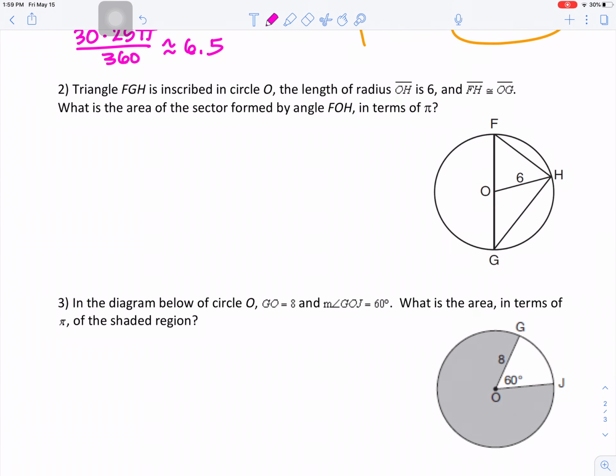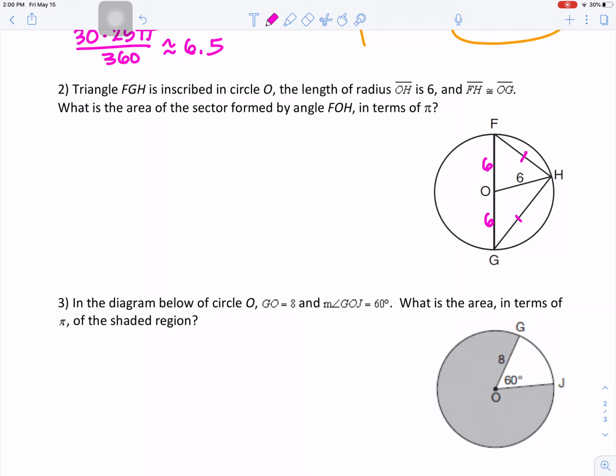Okay, triangle FGH is inscribed in circle O. The length of OH is 6. That means this is 6 and this is 6. This is not 6. Okay? And FH is equal to OG. So that's, what's it called? An isosceles triangle. What is the area of the sector formed by angle FOH?